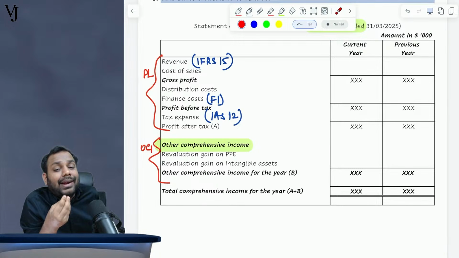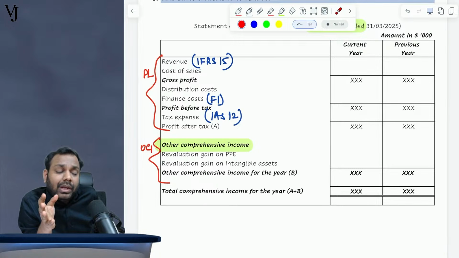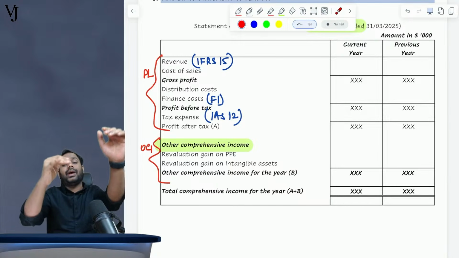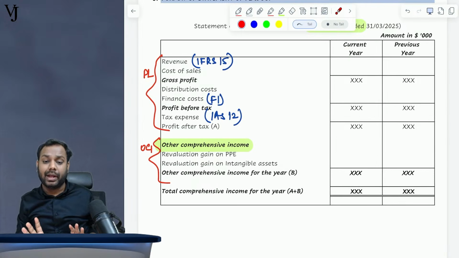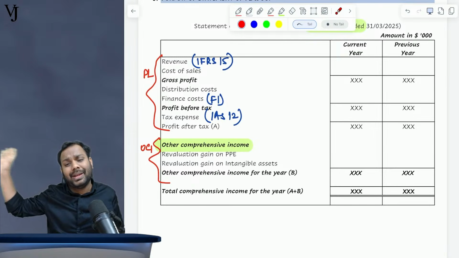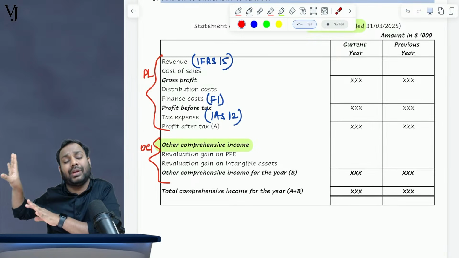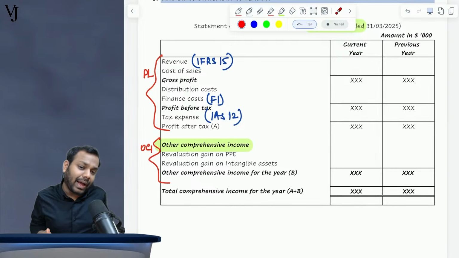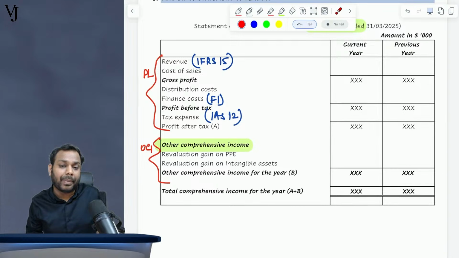So now the standard setting body told us that this is a gain which we have to disclose to our investors. So they included a new component in P&L by the name other comprehensive income. Other comprehensive income means whatever is left gets to other comprehensive income. But again, there arises a challenge for the standard setters: what items shall we place in other comprehensive income?